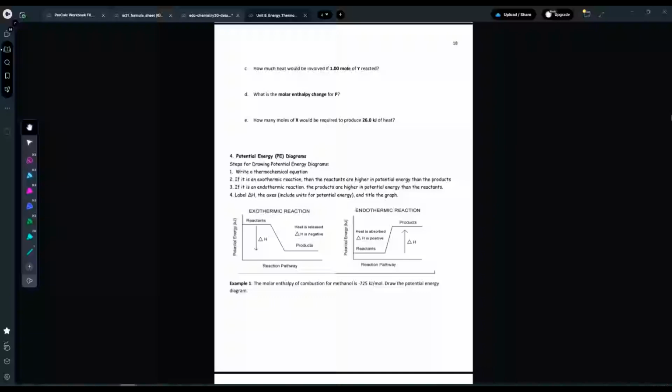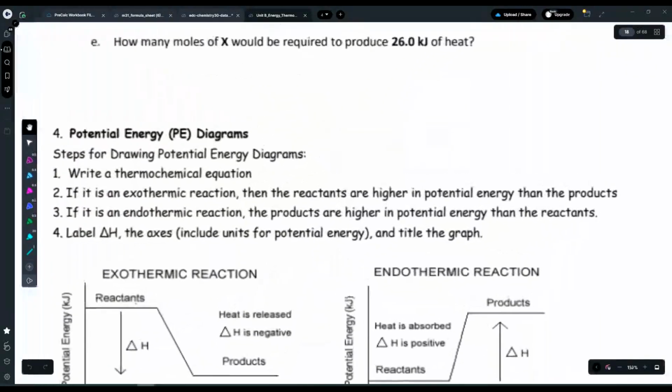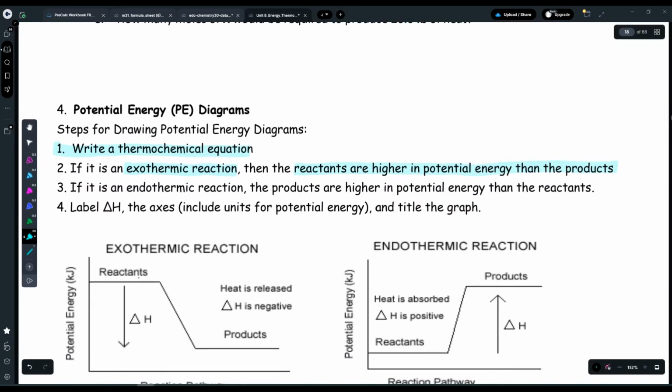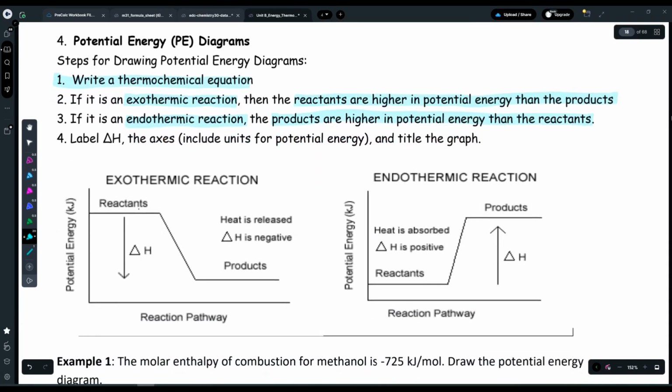All right, so the last way to communicate enthalpy changes is by using potential energy diagrams. The steps that we're going to use to make our potential energy diagram: we're going to write out a thermochemical equation. For our diagram, if we have an exothermic reaction, then the reactants are going to be higher in potential energy than the products. However, if we have an endothermic reaction, then the products are going to be higher in potential energy than the reactants. And then last but not least, we need to make sure to label our diagram. So we need to label our change in enthalpy, the axes, and title the graph.